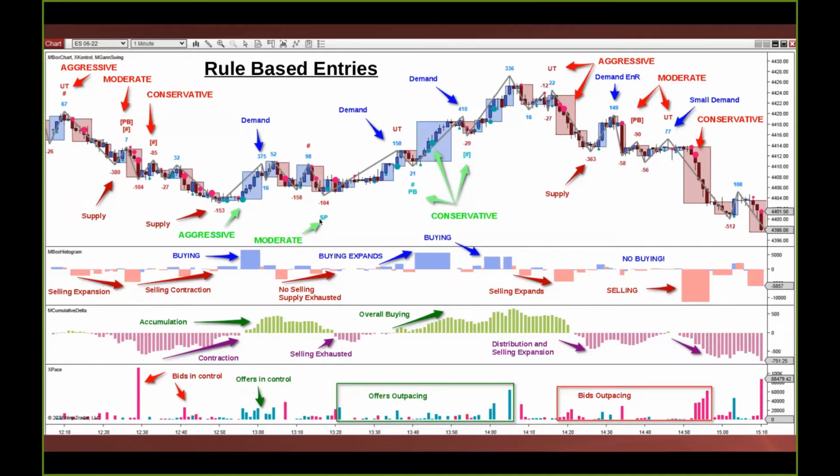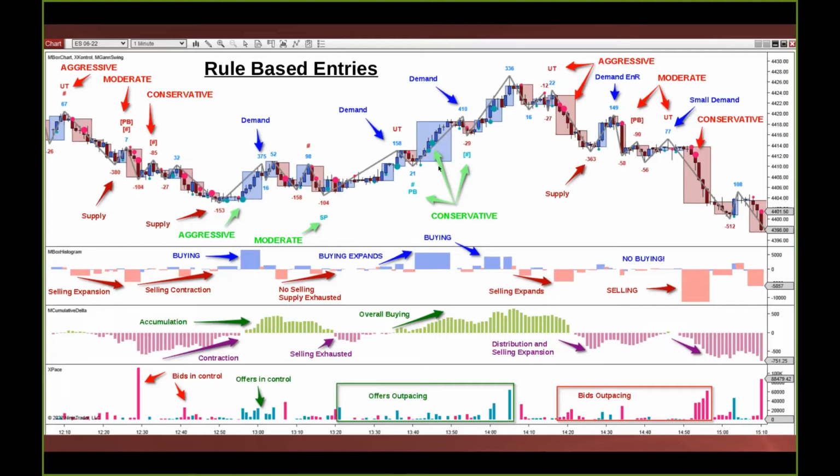By the time we get to moderate, we've seen the demand. We've seen buying here. We've seen accumulation. And we have an algorithmic buy-sell signal. We also see that we had control of the bids, but selling exhausted. So that's actually a pretty excellent entry. I mean, I wrote here moderate, but it's closer to even being conservative, I would say, just due to all that stacking up.